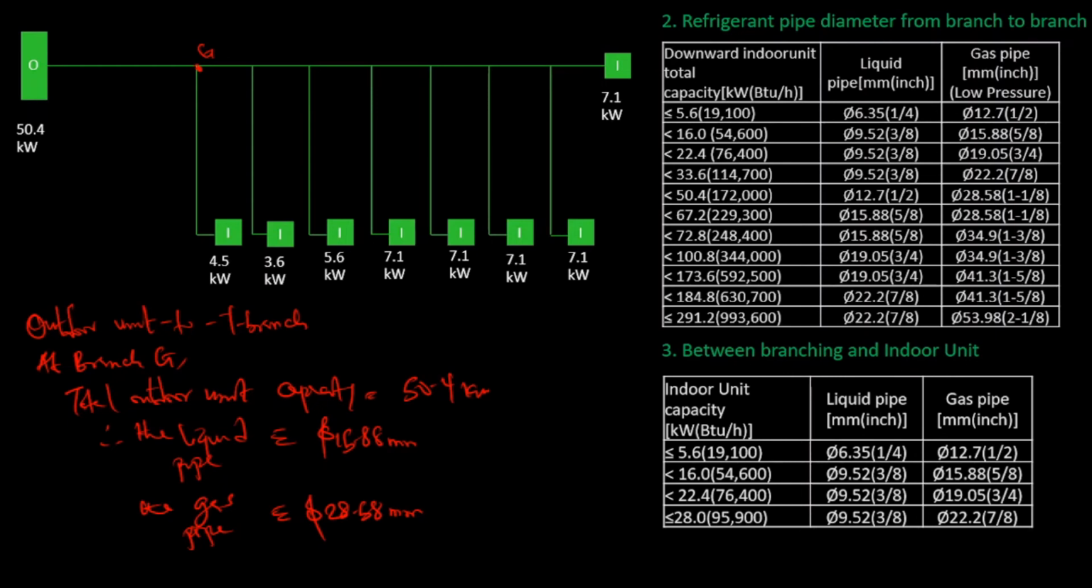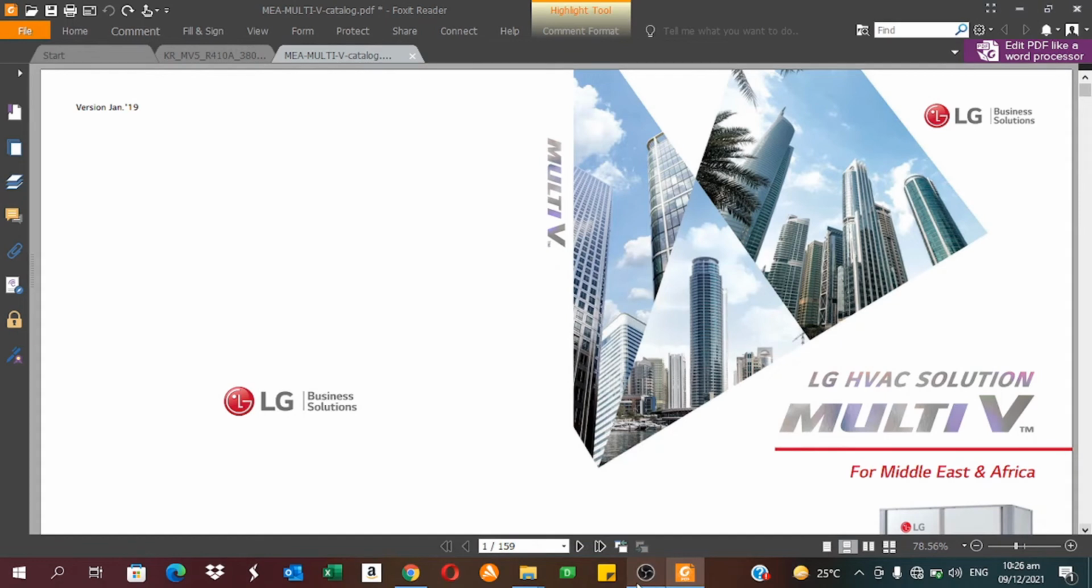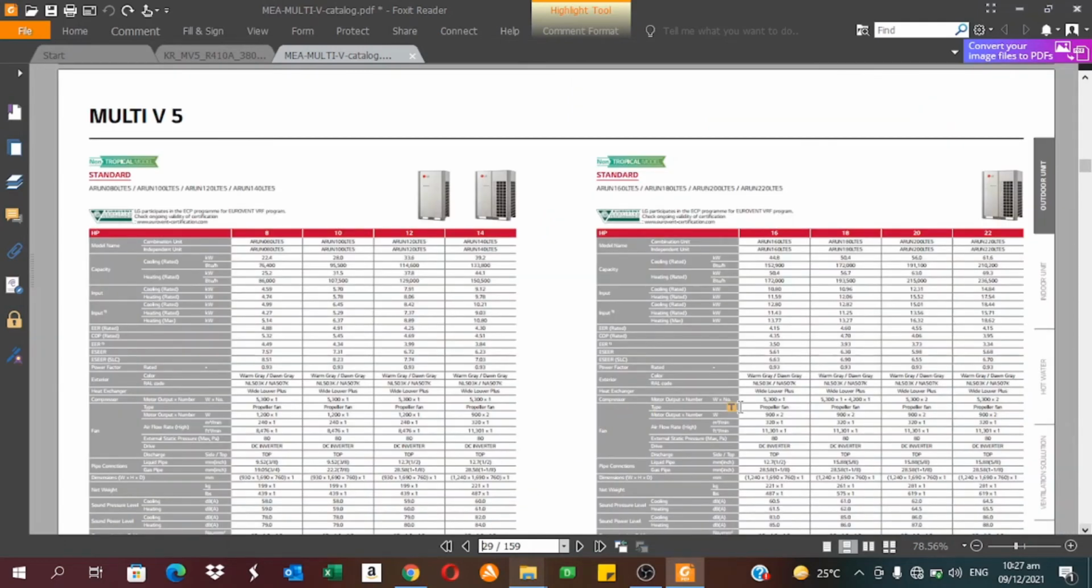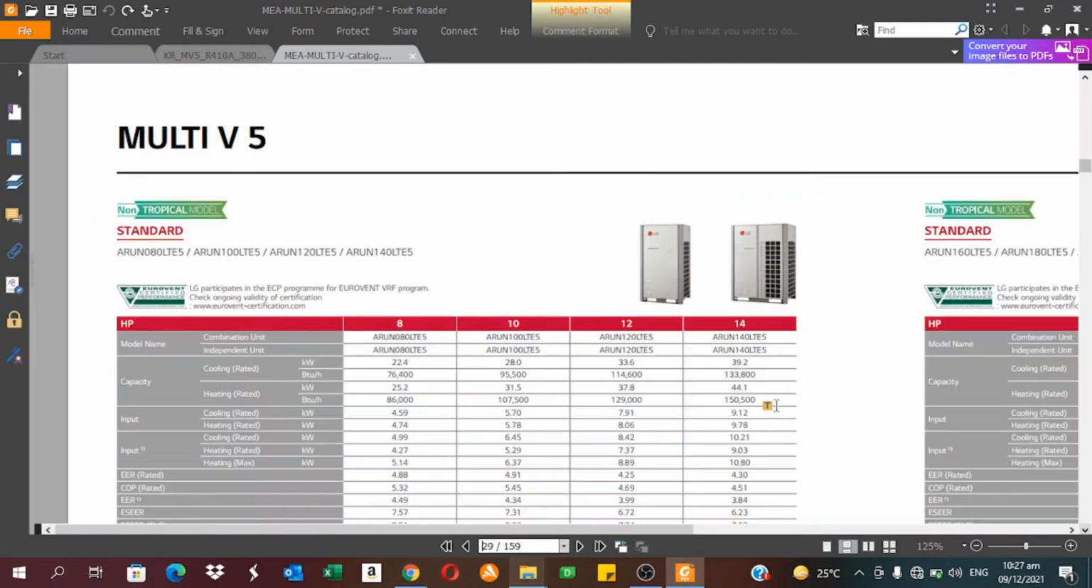I'm going to show you how I got those values now. So this is where I got those values. It's LG's Multi V5 catalog for Middle East and Africa, the 2019 catalog. I'll just go straight to the page where I got those values. Let me zoom in properly so you see it clearly.